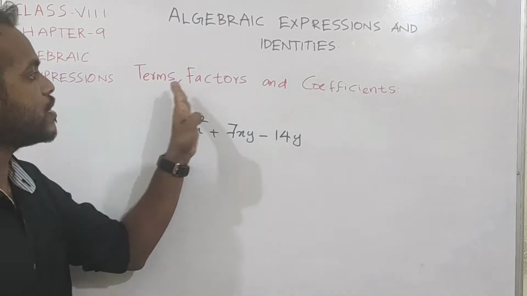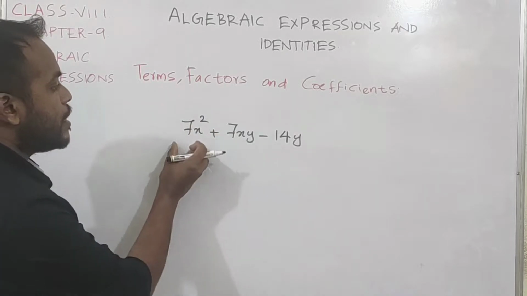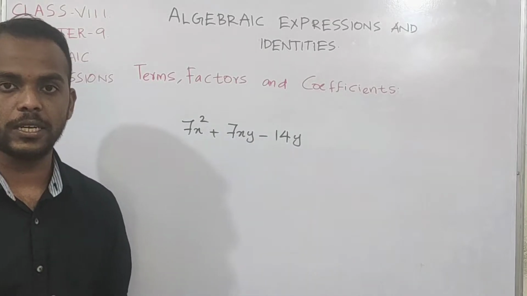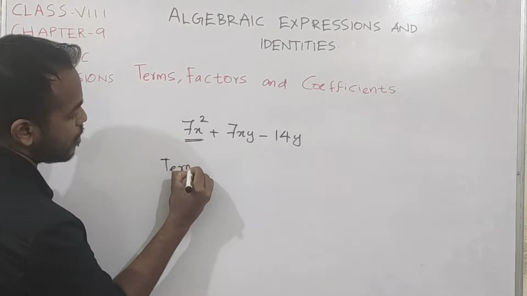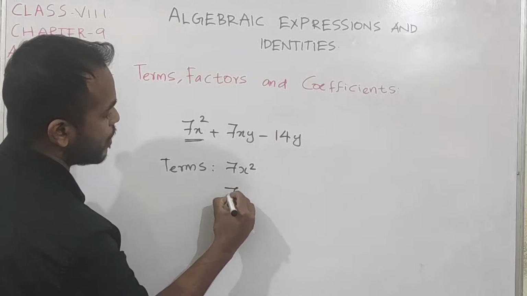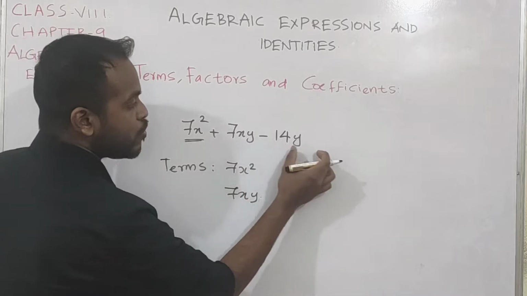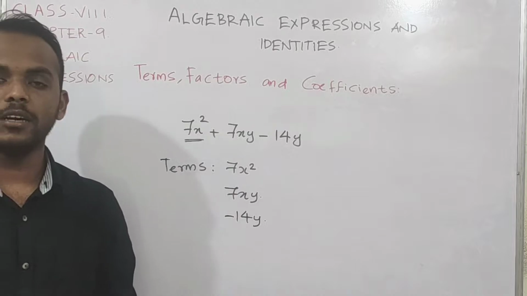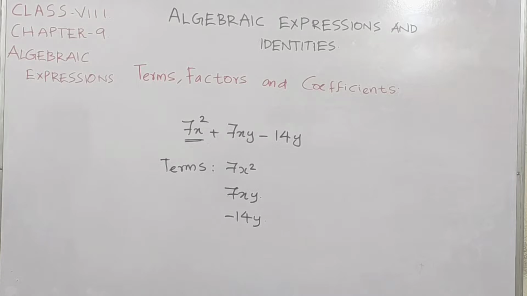Let's see what are the definitions that can be said in this one. First one, terms. Terms are the parts that are separated by the operations addition and subtraction. In this case, we have three terms here. Which are the three terms? The first one, 7x square. Then the next term is 7xy. What is the third term? It is including the symbol, that is minus 14y. So there are three terms in this expression.